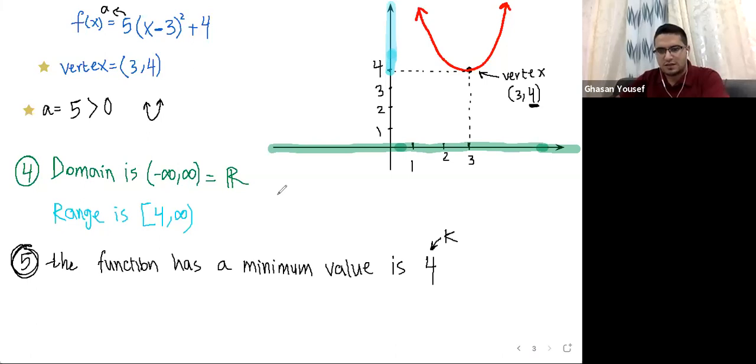Three comma 0 is the x-intercept, and Sandra said 0, 4 is the y-intercept. No, this is my vertex. My vertex is (3, 4), but it's not the x-intercept. The x-intercept means where the graph crosses the x-axis, Aisha. Abdul Karim said there is no x-intercept.